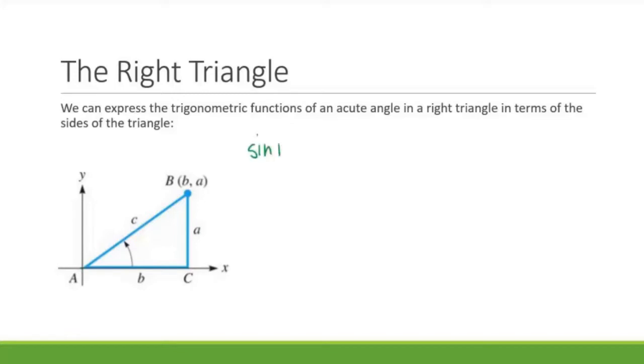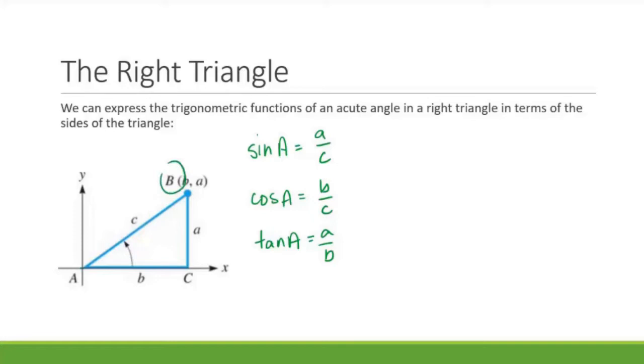So the sine of angle A, sine is y over r, so for us that's going to be a over c. What's cosine? Well, the cosine of A is x over r, so b over c, and the tangent of A is a over b because it's y over x. So that works really well using x, y, and r to orient ourselves as long as we're looking at the angle that's at the origin.